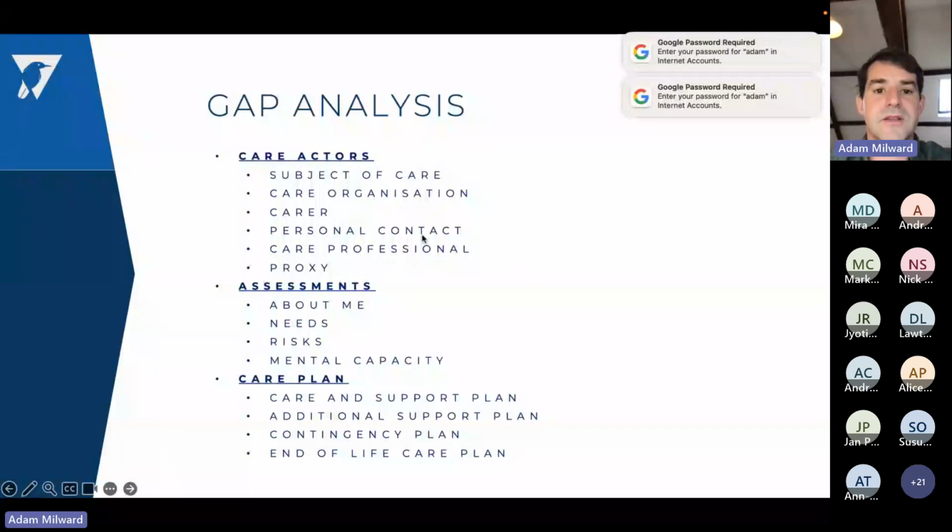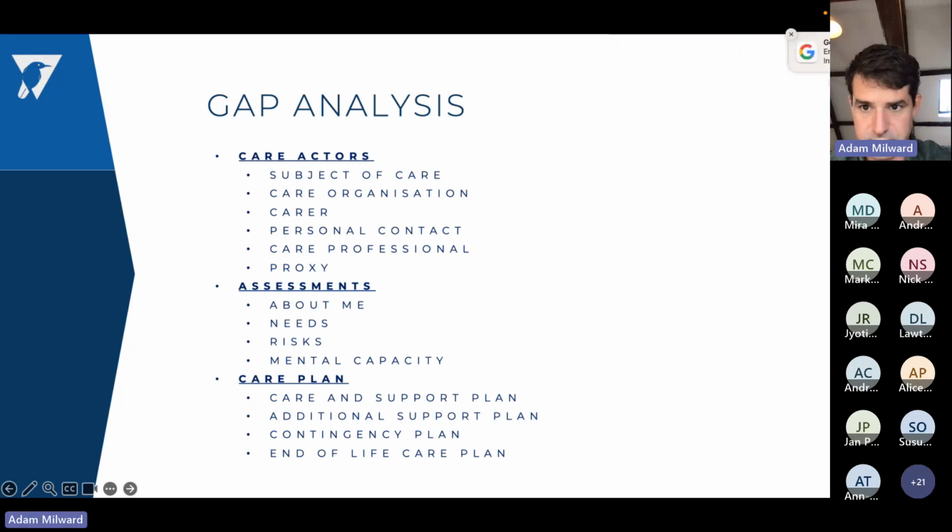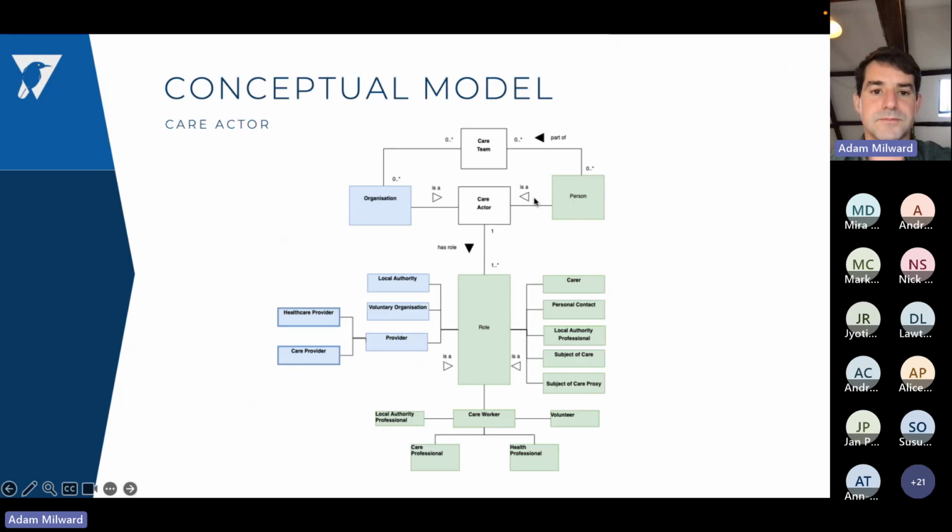Okay. So in terms of the gap analysis, these are the three main areas we'll be covering today. We'll be looking at the subject of care, care organisation, carer, personal contact, care professional, and proxy. Within care actors, in assessments, we'll be going through about me, needs assessment, risk assessment, mental capacity assessment, and then the care plan. We'll look at the care and support plan, additional support plan, contingency plan, and the end of life care plan. And feel free to put hands up and stop us as we're going along.